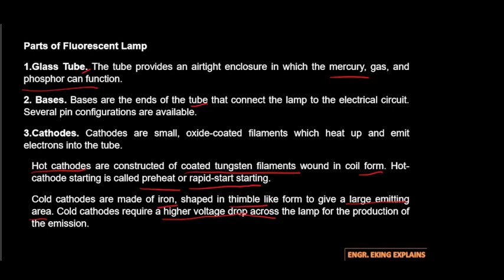Yung pinakaiba, yung cold cathodes require high voltage drop. Mas mataas yung kailangang kunin ng ating cathode in order to create lighting emission. Habang yung sa hot cathode, because the end of the hot cathode is made up of a tungsten filament wound in a coil form, mas madali siyang i-heat up. Therefore, ang pinaka-common na ginagamit na cathode sa ating fluorescent lamp is the hot cathode.